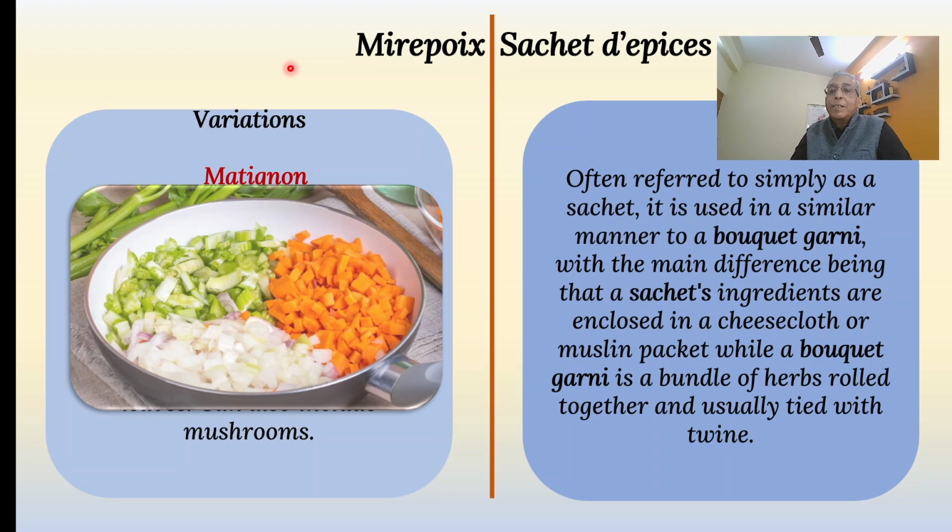Often referred to simply as a sachet, we also call it sachet sometimes, and it is used in a similar manner as a bouquet garni. What is bouquet garni? I'll explain. The main difference is that a sachet's ingredients are enclosed in a cheesecloth or a muslin packet, while a bouquet garni is a bundle of herbs. Bouquet indicates a bunch or bundle. So bouquet garni is a bundle of herbs, whereas sachet is a combination of ingredients tied up in a cheesecloth and dipped into the product while cooking.